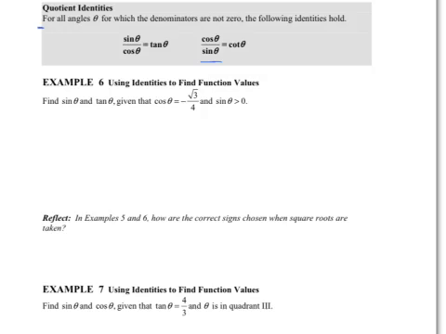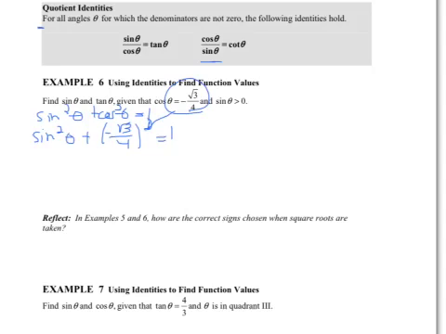So example 6, if I move down the page, says find sine of theta and tangent of theta given that cosine of theta equals negative square root of 3 over 4 and sine of theta is greater than 0. So what we have to do is find out what sine and cosine equal. If I say sine squared theta plus cosine squared theta equals 1, I don't know what my sine squared theta is yet, but I can say cosine is negative square root of 3 over 4, squared.